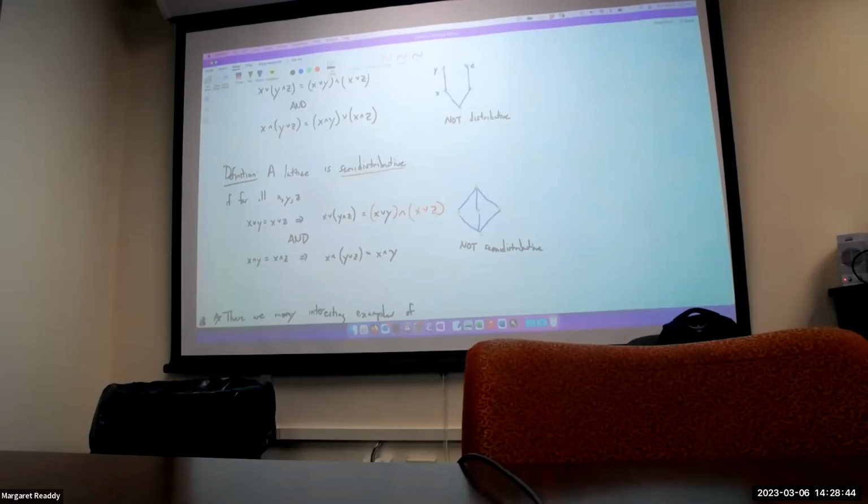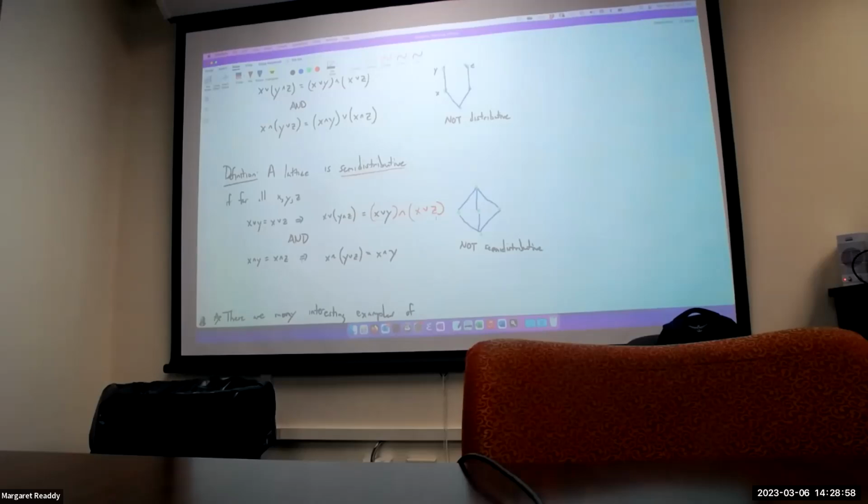And the dual law as well. For semi-distributivity, these two conditions are not equivalent to each other. If I just know one of them, it's called join semi-distributivity, and the other one we call meet semi-distributivity, and they're not equivalent. So one could hold while the other one doesn't.